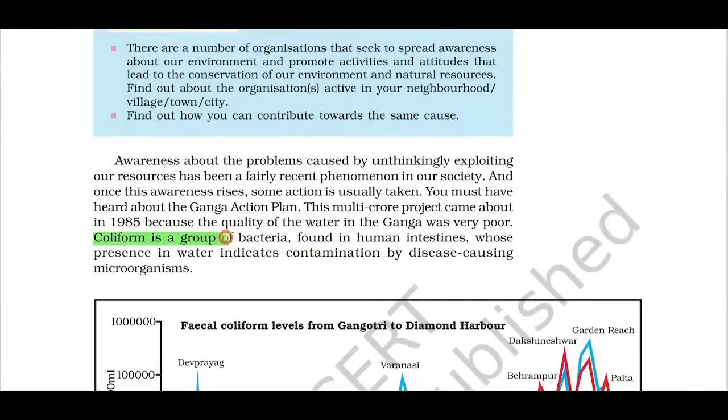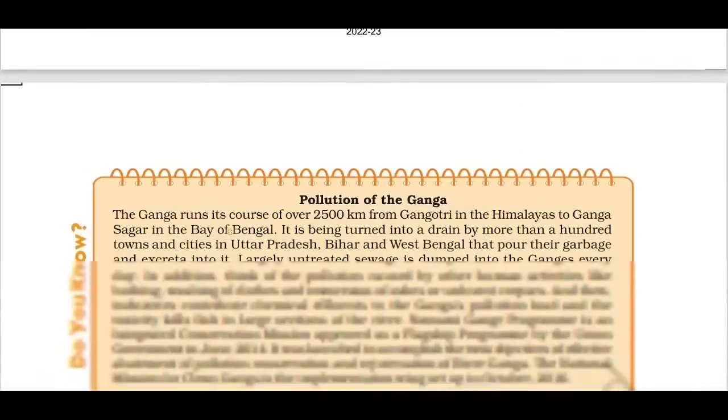So coliform is a group of bacteria found in the human intestines. Presence in the water indicates the contamination of the water bodies.